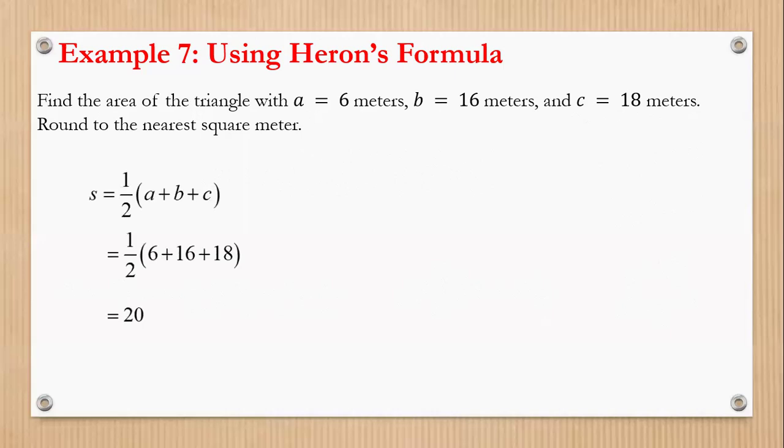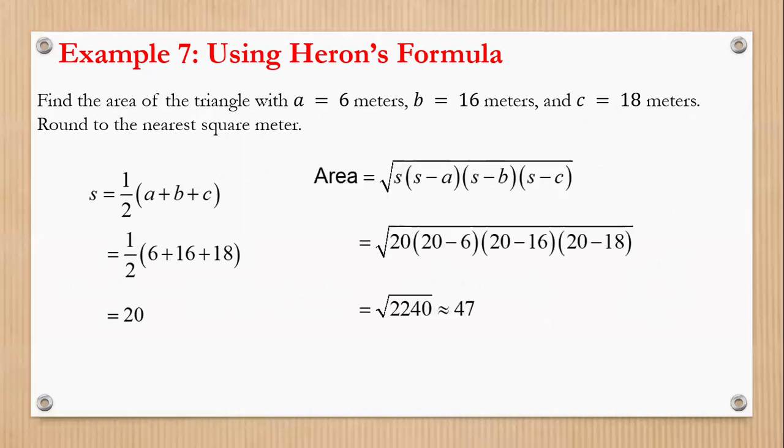After finding that, we replace all these numbers into the formula. S is 20. S minus A means 20 minus side A, which is 6, 20 minus side B, which is 16, and 20 minus side C, which is 18. 20 minus 6 is 14, 20 minus 16 is 4, and 20 minus 18 is 2. Then you multiply all these numbers together and take the square root. If you multiply 20 by 14 by 4 by 2, you get 2,240, and the square root is around 47.